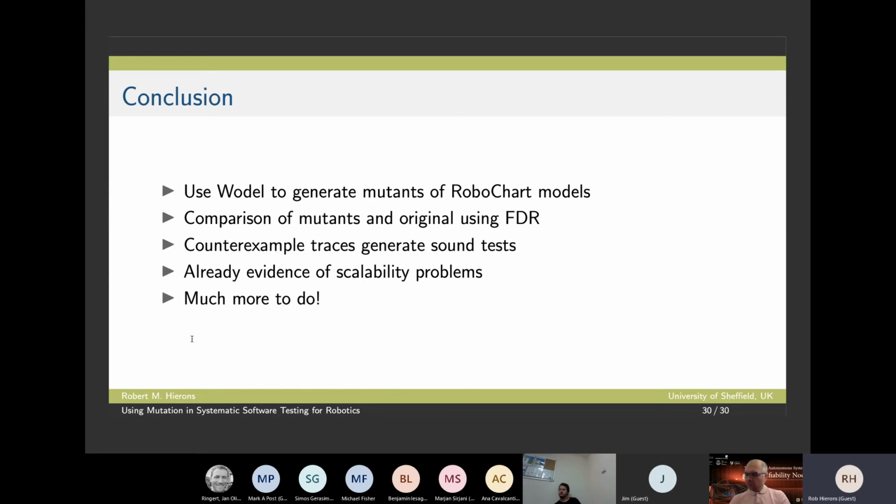RoboTool checks validity. The valid ones are passed to FDR along with the CSP of the original. Counterexamples define tests that are sound and guaranteed to represent faults. And in terms of experiments, we have some initially variable patterns, but also some evidence of scalability in terms of FDR. And lots more things that need doing.